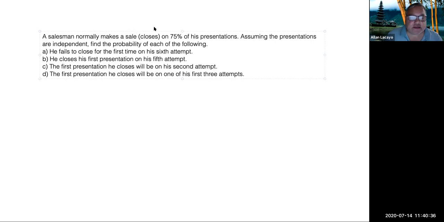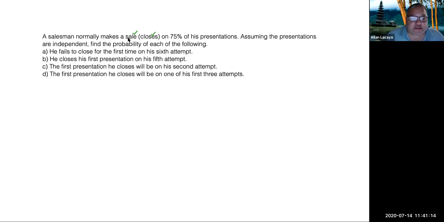Okay, so making a sale is a success here. Closing a deal is a success here. On 75% of the presentations he makes. Okay, so that means P is 0.75 and Q would be 0.25. We're going to assume that each kind of sale is independent of the other. And then we're going to find the following probabilities.